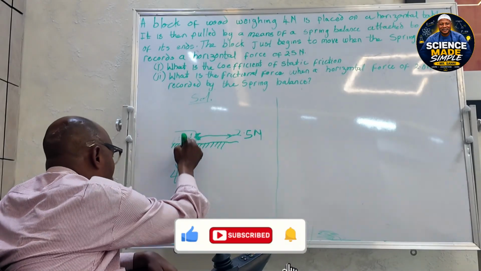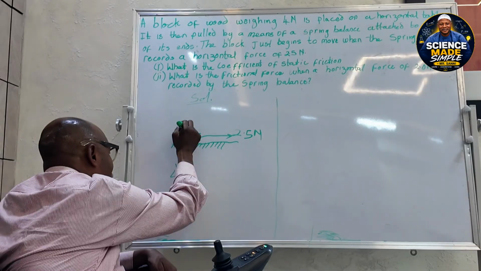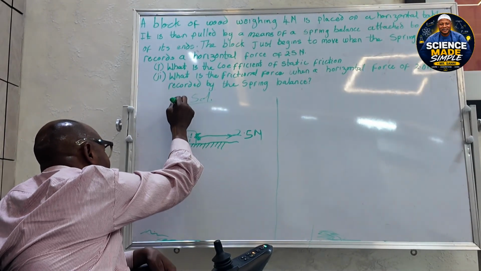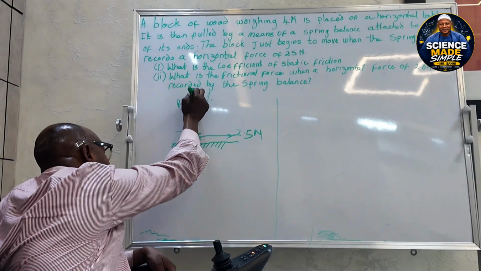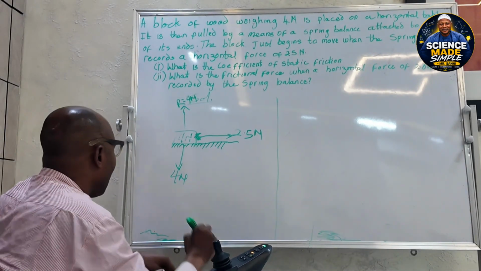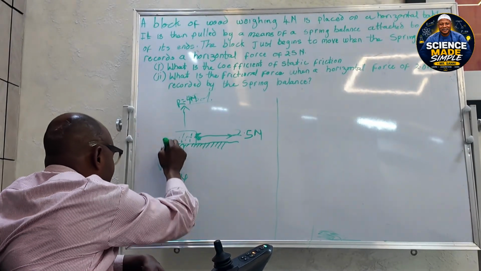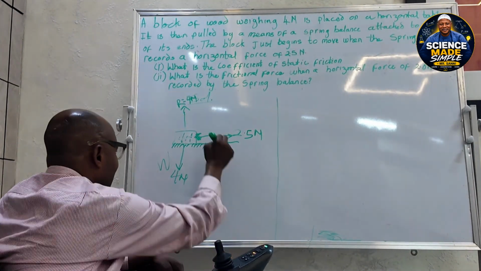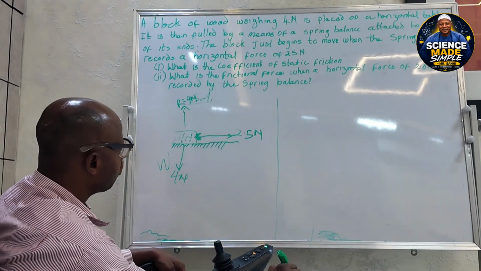From here, the weight acting downward is 4 Newton. There's also an equal reaction to the weight, which is also 4 Newton, according to Newton's third law of motion. Action and reaction are equal. This is the weight downward, then the reaction upward. Now the frictional force that will cause the movement is 2.5.